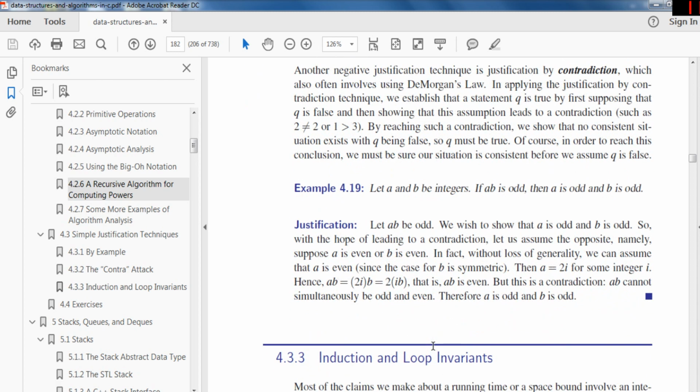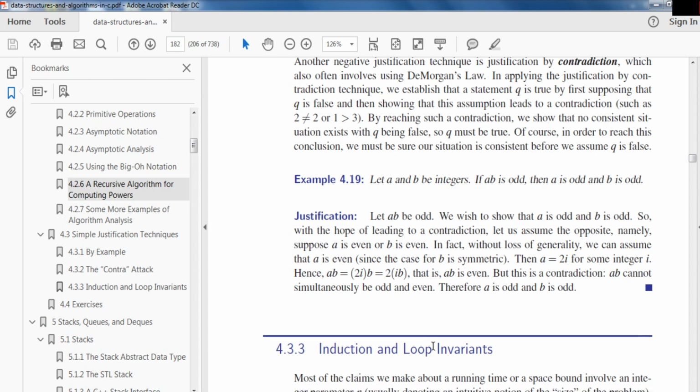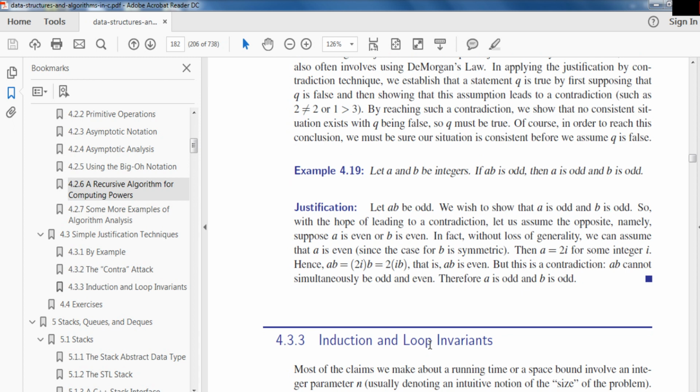Another negative technique is called justification by contradiction, which involves using De Morgan's law. In applying the justification by contradiction technique, we establish that a statement Q is true by first supposing that Q is false and then showing that this assumption leads to a contradiction. So if you want to say that Q is true, you first assume it's false and it becomes impossible. It just doesn't work, right? By reaching such a contradiction, we show that no consistent situation exists with Q being false, and so Q must be true.